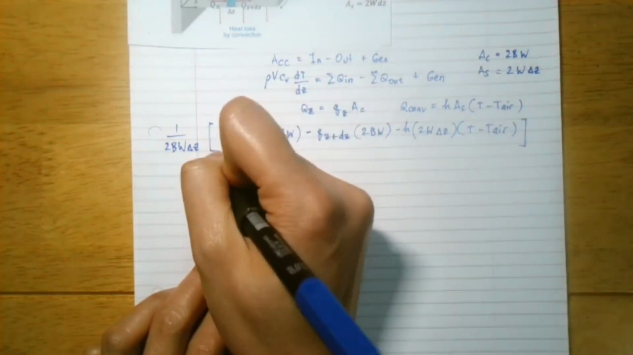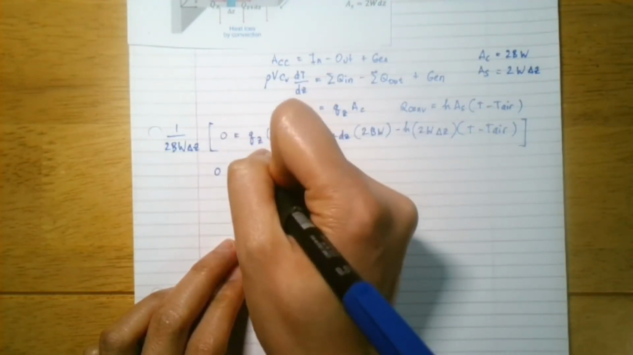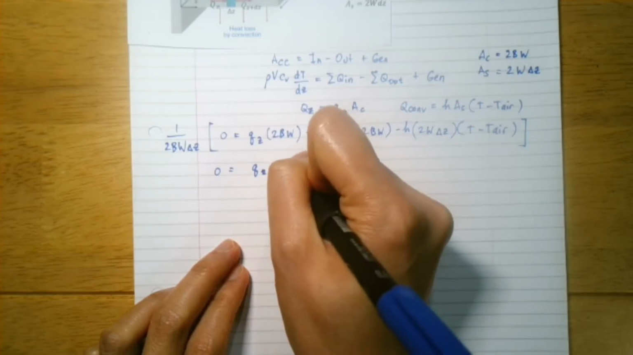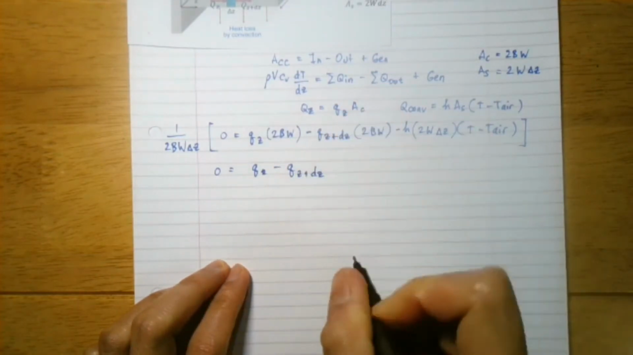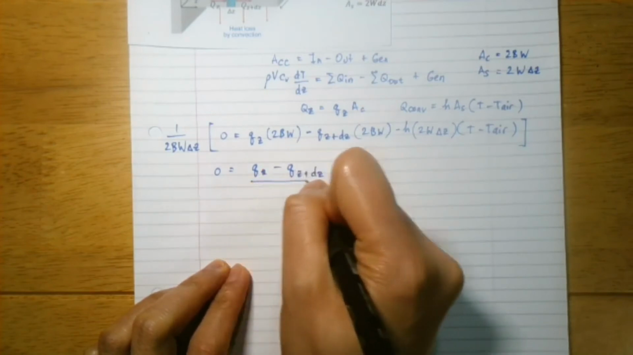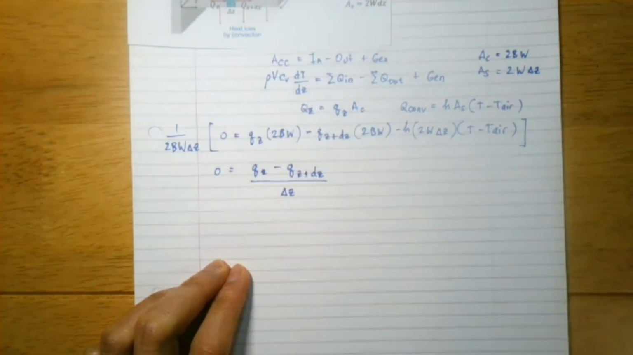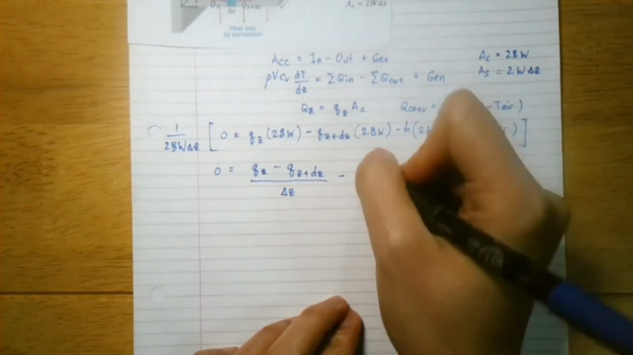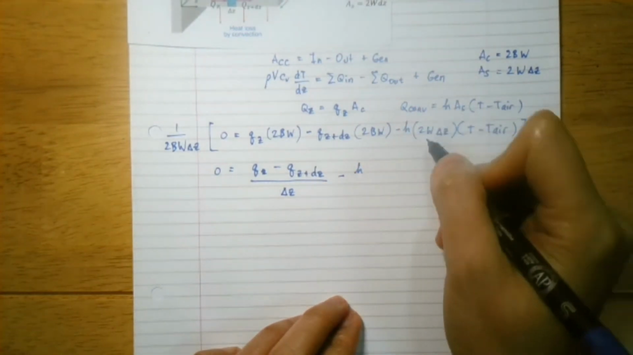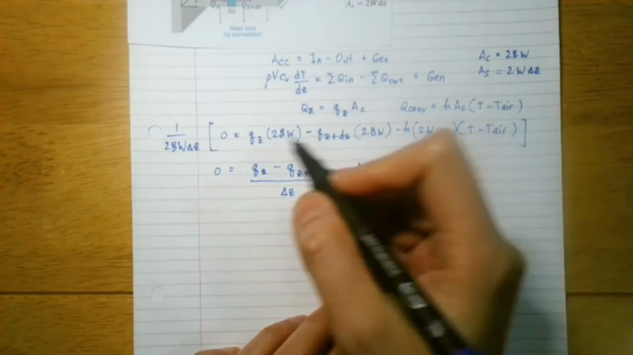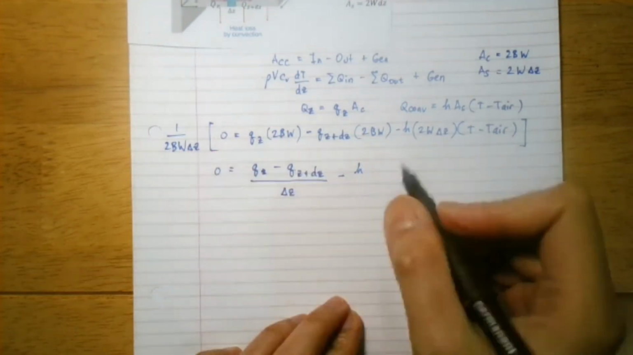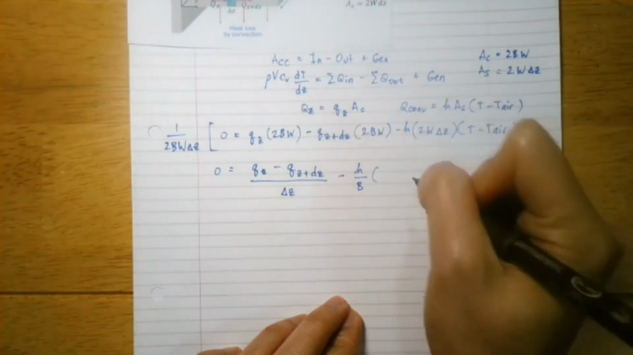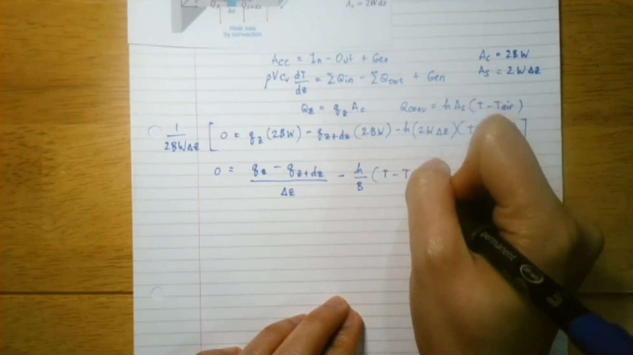Okay, so let's evaluate this. So we'll have 0 is equal to qz. Okay, so this will disappear. And then minus q at z plus delta z. This will disappear as well. But we'll have delta Z in the denominator. Okay, so what about this term? So we'll have minus H. Okay, so the 2W and delta Z will cancel out with the 2W delta Z here, but we'll have B in the denominator. Okay, and we have T minus T air.